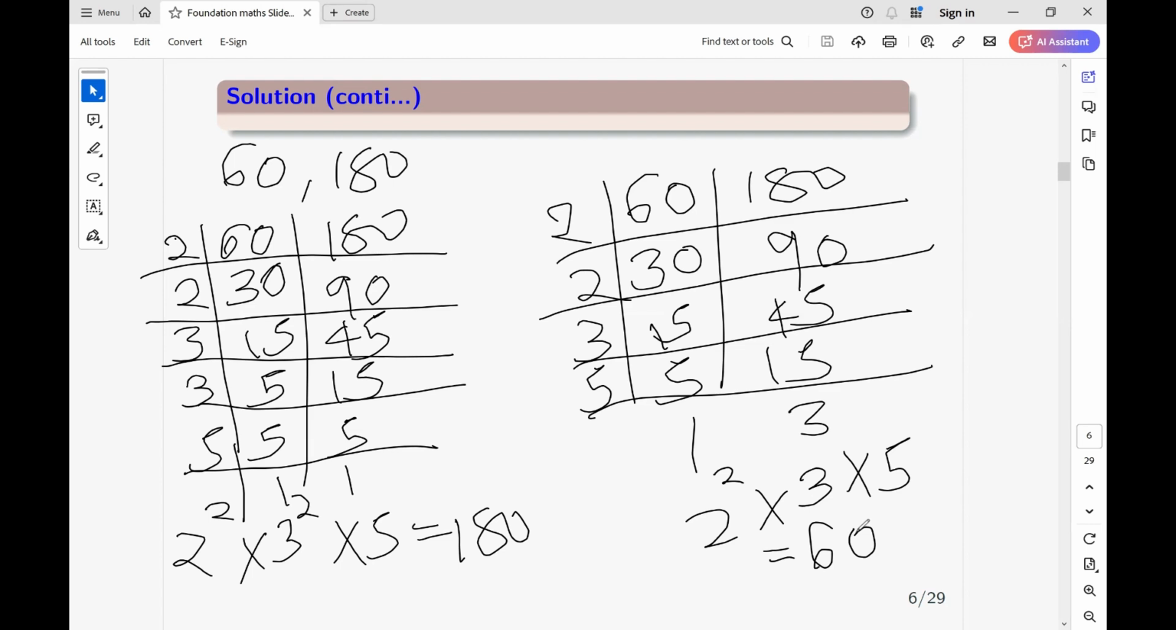You get 10,800. So 60 times 180, that's our M and N. And when you multiply the GCD by the LCM, which is just 60 and 180 again, you get the same number, 10,800. So it proves again that when you multiply two numbers, M and N, you get the same answer as when you multiply the LCM by the GCD.